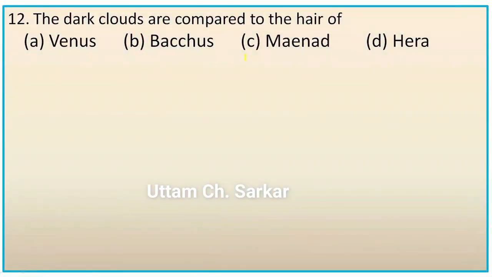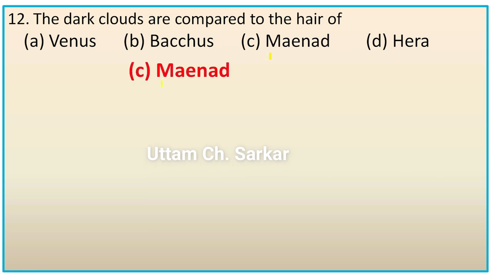Next, question number 12. The dark clouds are compared to the hair of: the options are Venus, Bacchus, Maenad, Hera. The right option is C, Maenad, because the dark clouds are compared to the disheveled hair of the fierce Maenad, that is one of the female worshippers of Bacchus. So the right option is C.